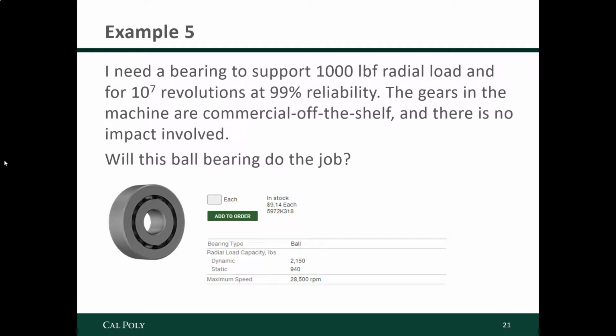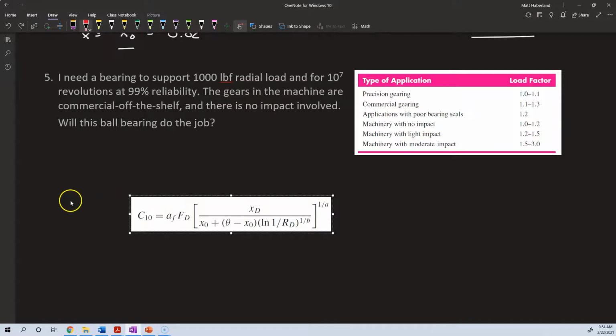Well, because we have a lot of things changing, this is not the rated load, this is not the rated life, this is not the 10% or 90% reliability that we're used to. We're going to need actually one of the most general equations that we've got, and that is 11-9 in Shigley, 10th edition. And here's the equation.